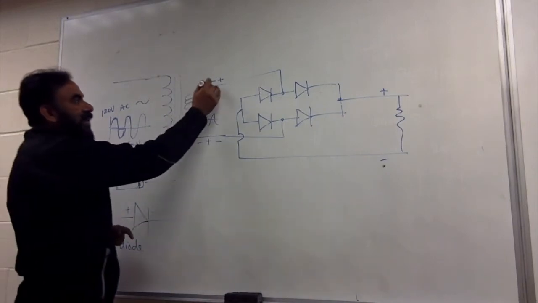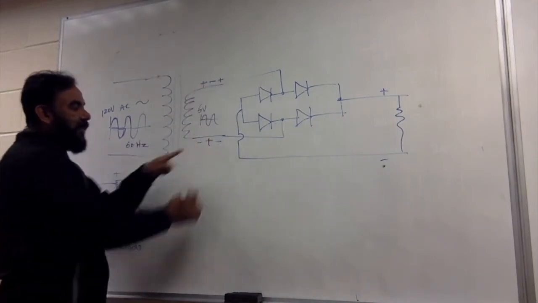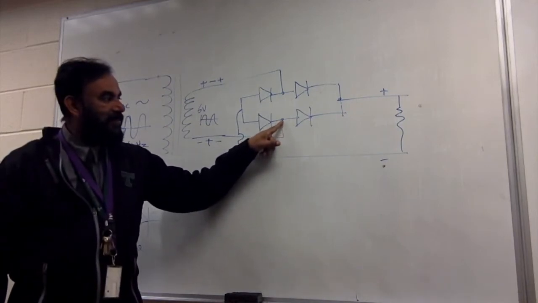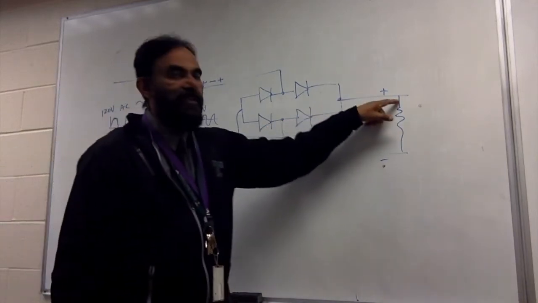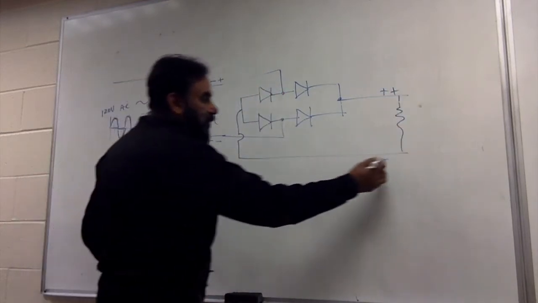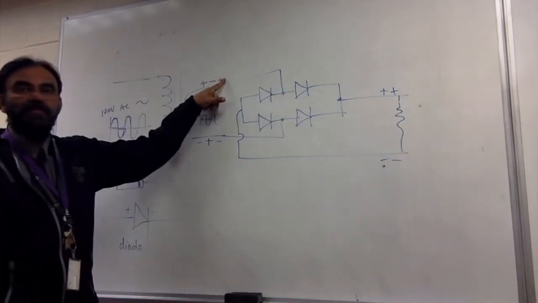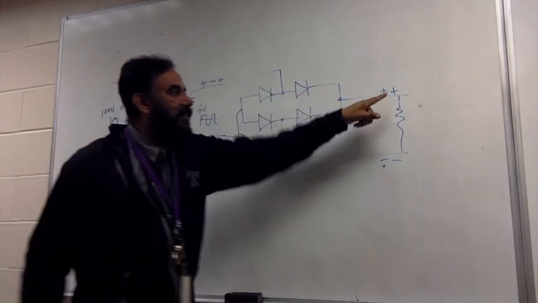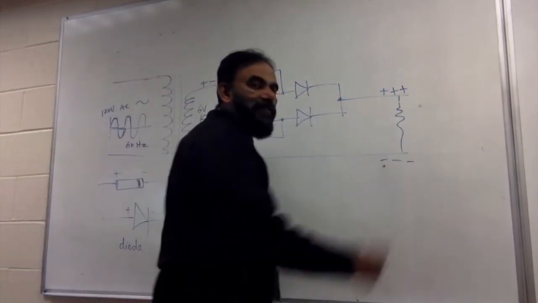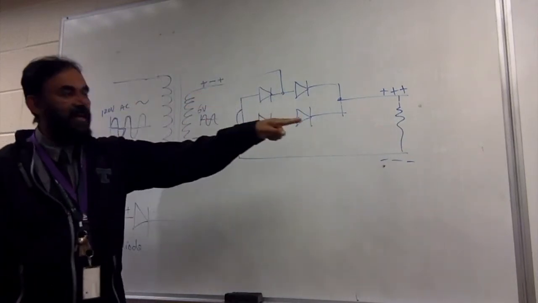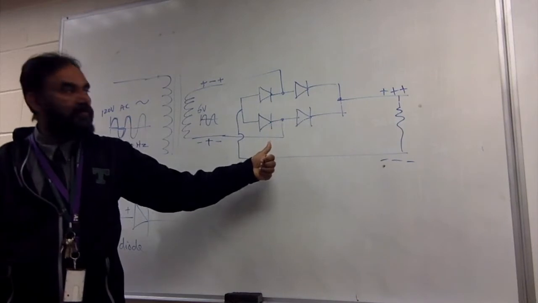Now what happens when the cycle changes? When this becomes positive, the current is going to go this way, it comes up, goes that way, and goes here. So this is plus again, whereas the minus is here. When the new cycle comes up again, same thing, current goes like this, out positive, negative. So you have changed this to that by using these diodes.